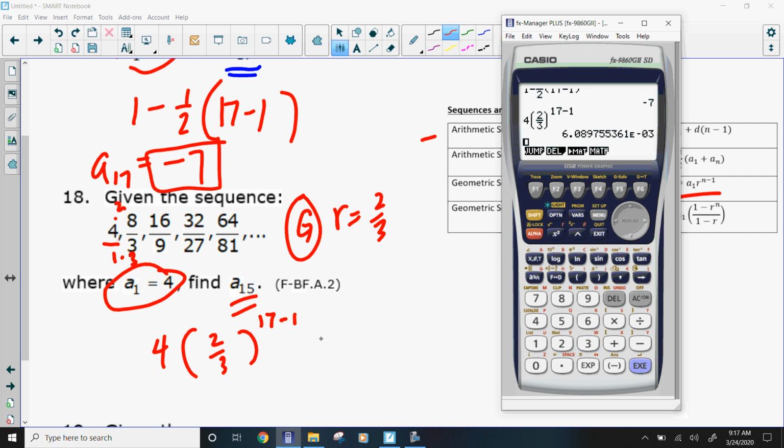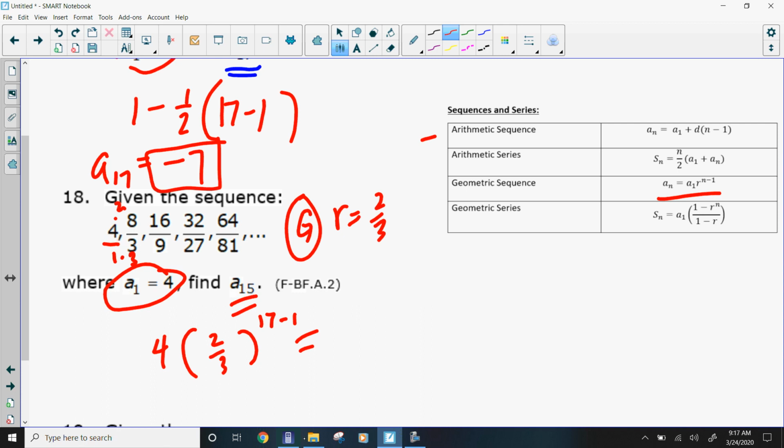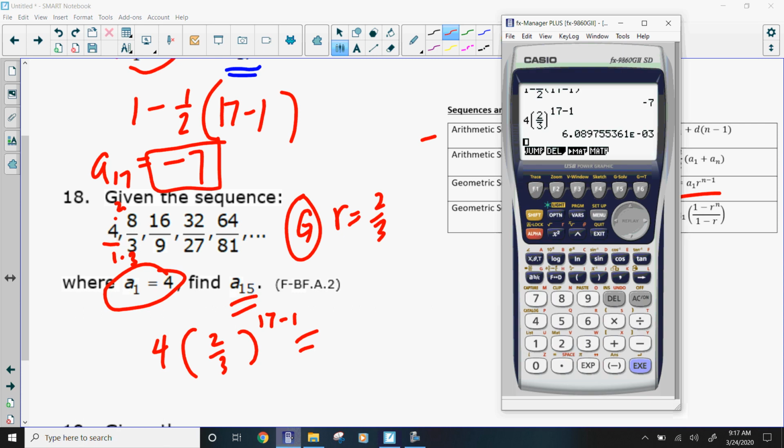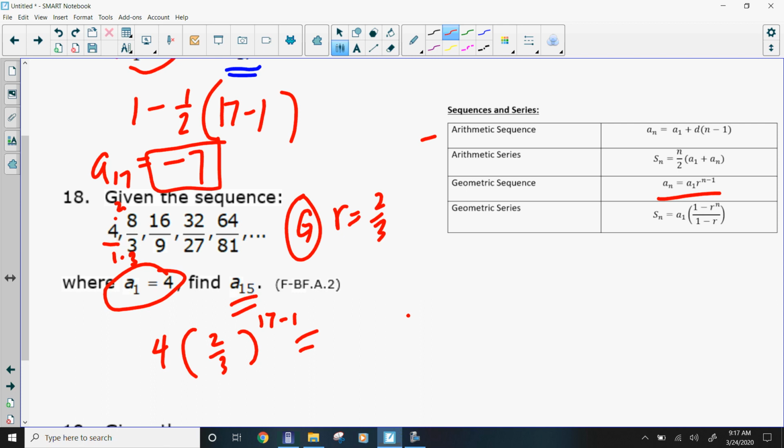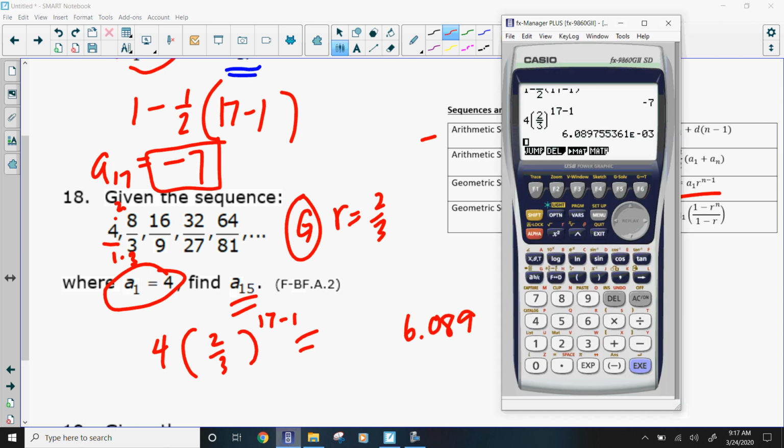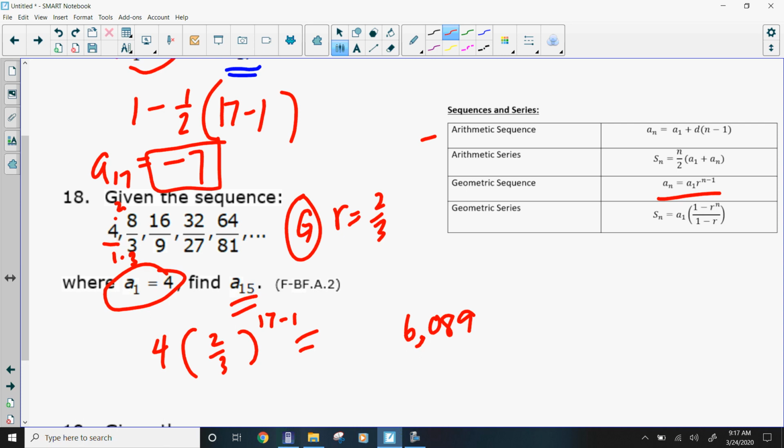So I'm going to just change this. I forgot what the fraction said. It's 6.089, and it was e to the negative 3. I'm going to write this down. So that means we have to take this and move it 3 places to the left. So it's 0.006. And then the rest are insignificant because we only go 3 numbers anyways.